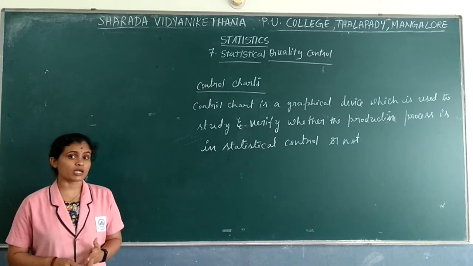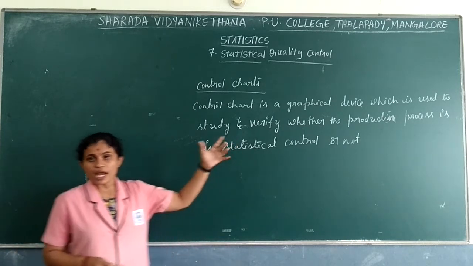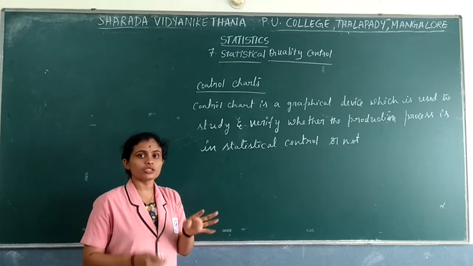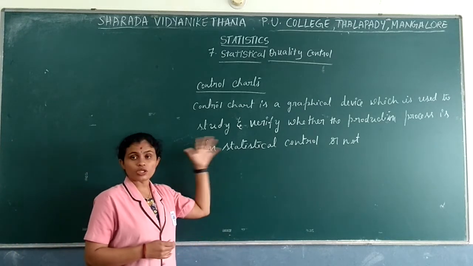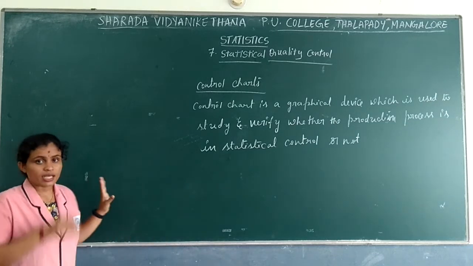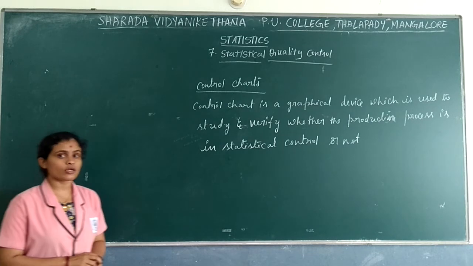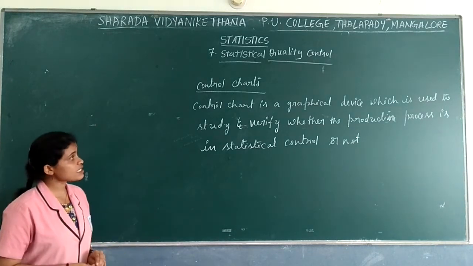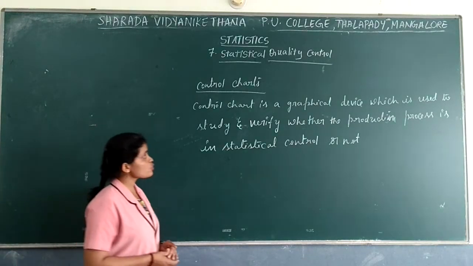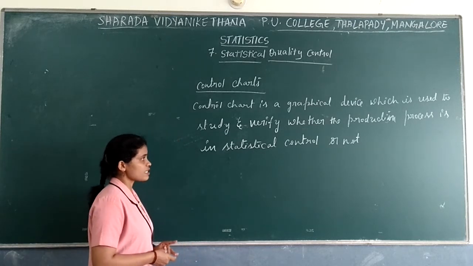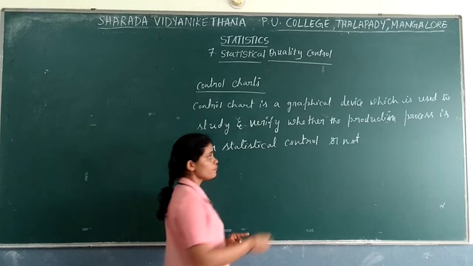Now let us move towards the control chart. In this particular chapter, you are going to study how to draw the control chart, and then how to draw the limits for that control chart. Firstly we will see what is a control chart. A control chart is a graphical device which is used to study and verify whether the production process is in statistical control or not.